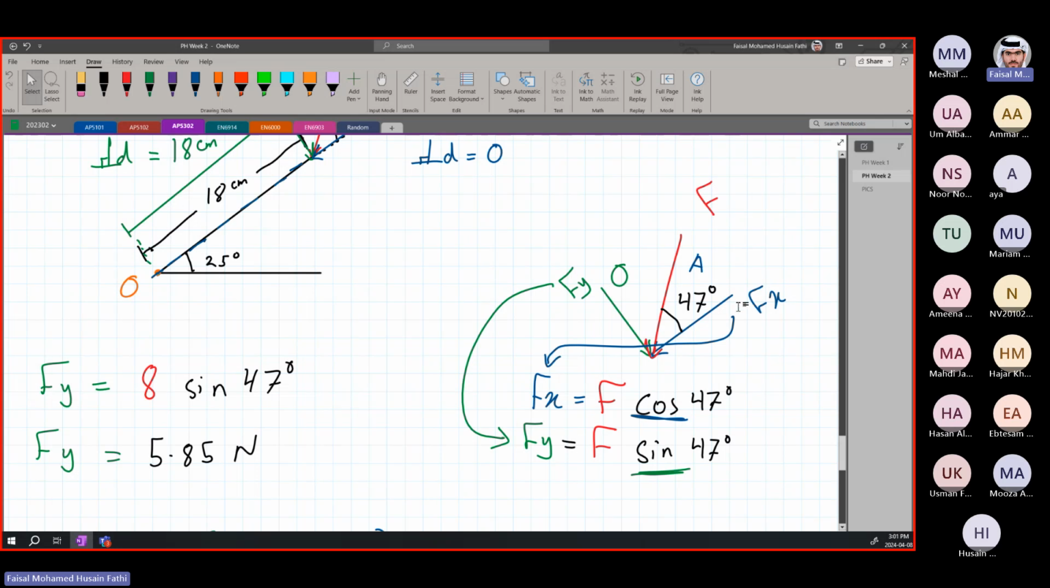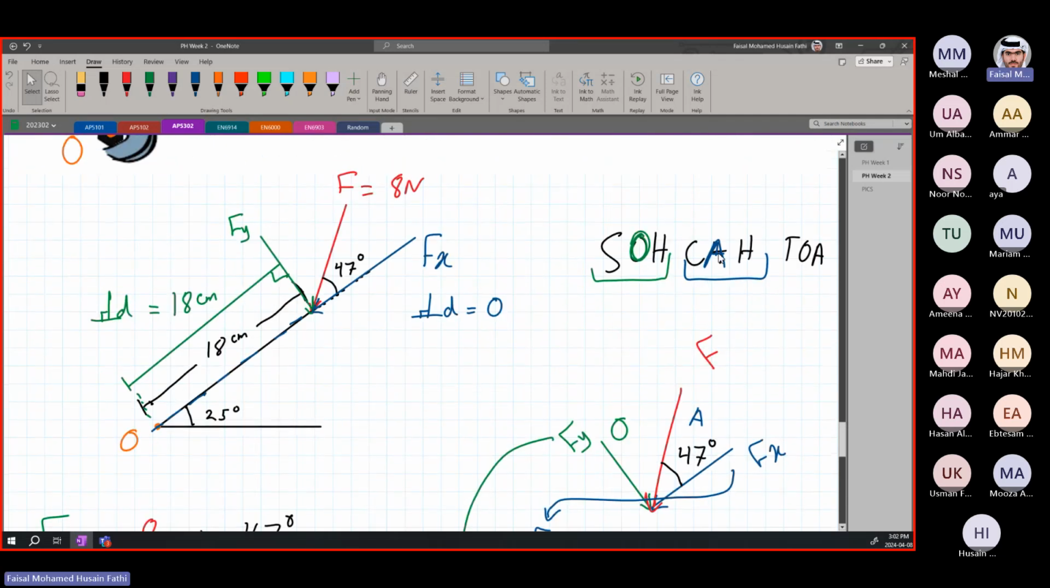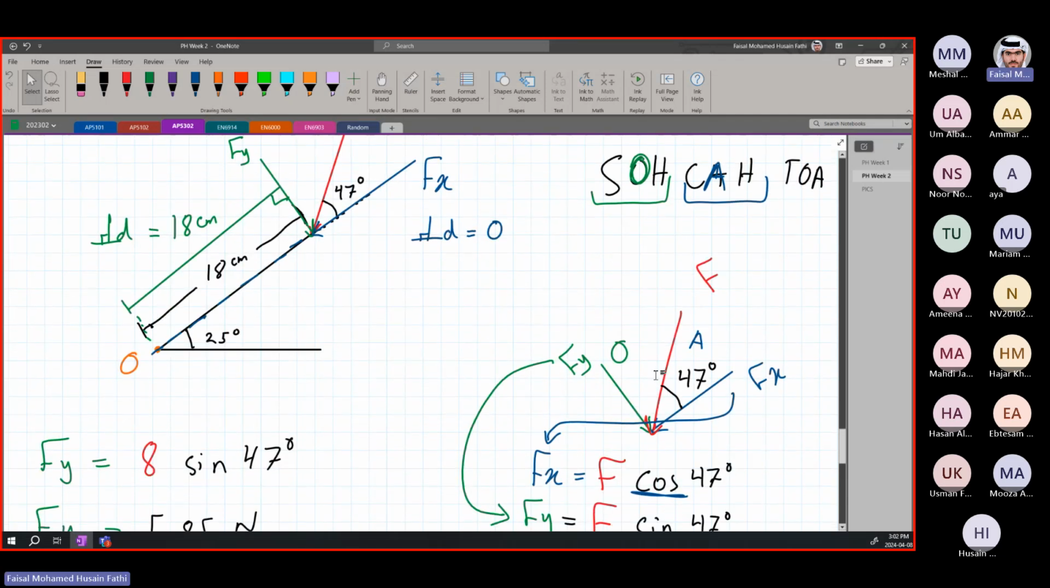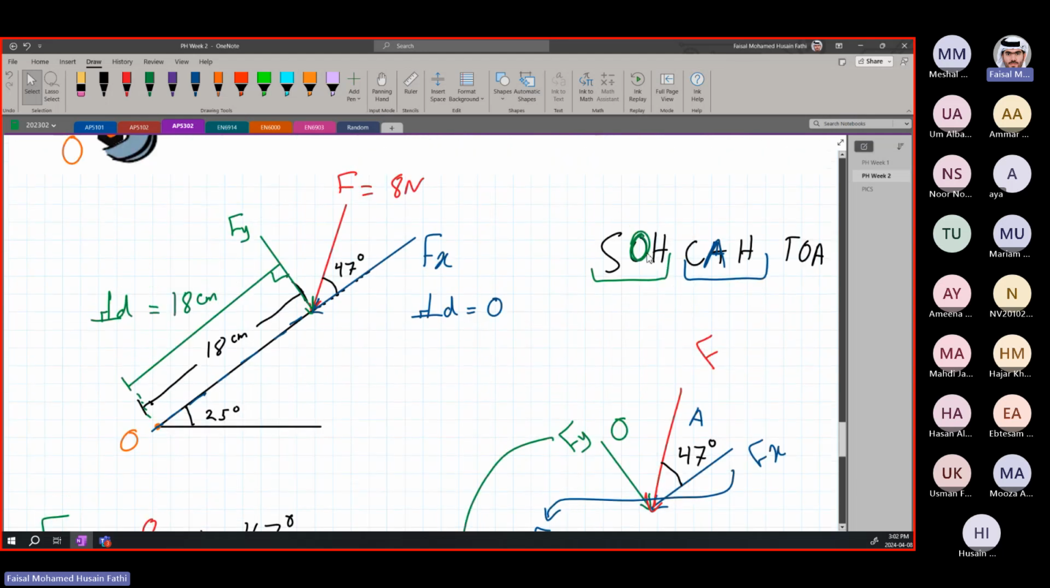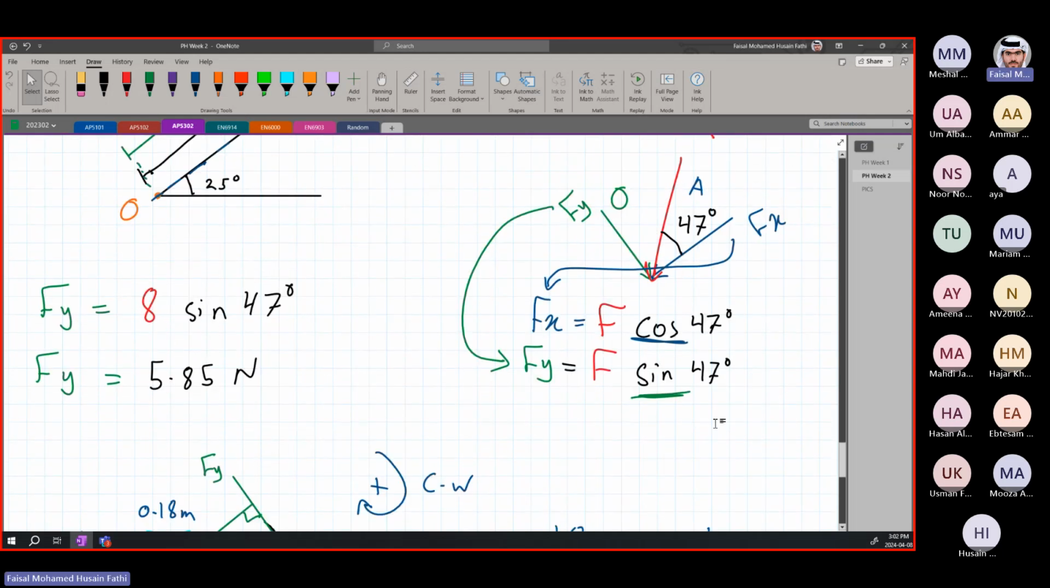If we want to find f of x, the angle is adjacent to f of x, so we are going to use the cosine rule because cosine is adjacent and hypotenuse. If we're trying to use f of y, the angle in this case is opposite of f of y. It's not next to f of y. All right, so we're going to use opposite. So it is the sine that we are going to use. This I will explain more clearly, inshallah, in trigonometry and technical math later on.